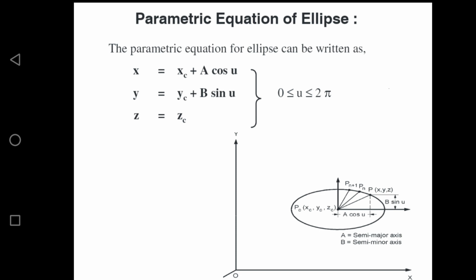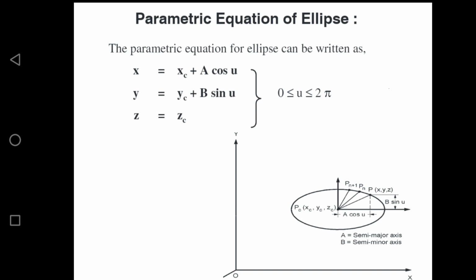The parametric equation of an ellipse is similar to the parametric equation of a circle. The only difference is that in a circle you have a radius which is the same for all the points, and we have an independent parameter u. In an ellipse we have the same independent angular parameter u, but the only difference is that we have a major axis and a minor axis. So here comes your first thing, that is the parametric equation of the ellipse.